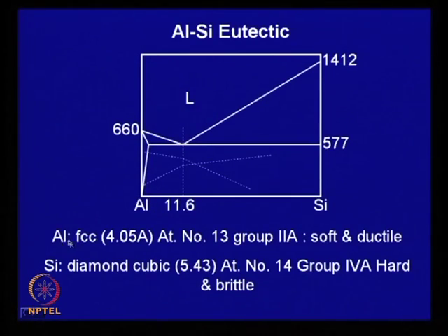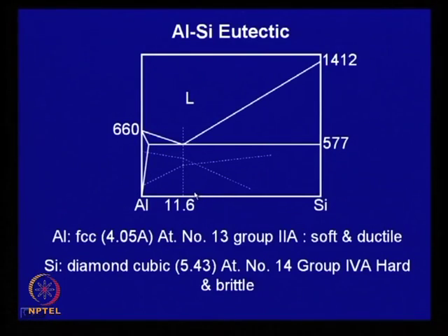Now, look at the crystal structures, they are different. This is face centered cubic, atomic number 13, its valency is 3, so it is a group 3 element, aluminium. This is soft and ductile, whereas silicon is cubic, its lattice parameter is 5.43, atomic number 14, a group 4A element, and it is hard and brittle.